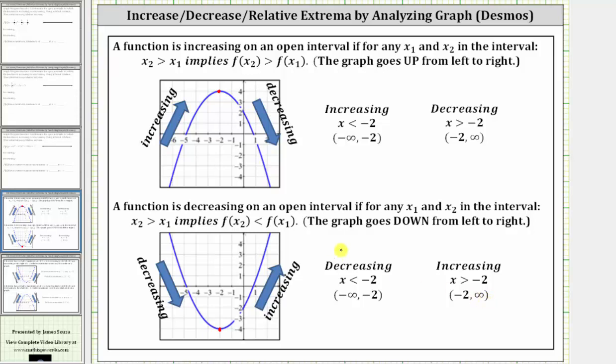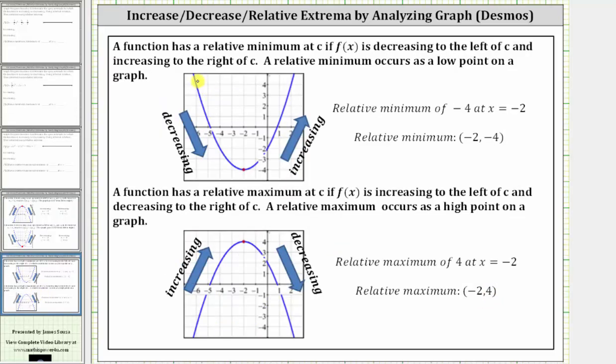And now let's talk about relative extrema. Wherever a function changes from decreasing to increasing, and the graph has a low point, this low point represents a relative minimum. And there are a couple of ways to express this information. Sometimes we'll see the relative minimum expressed as an ordered pair, in this case (-2, -4), or more specifically we can say the function has a relative minimum of -4 at x equals -2. Notice the relative minimum is really the y value or function value, and the location is the x value.